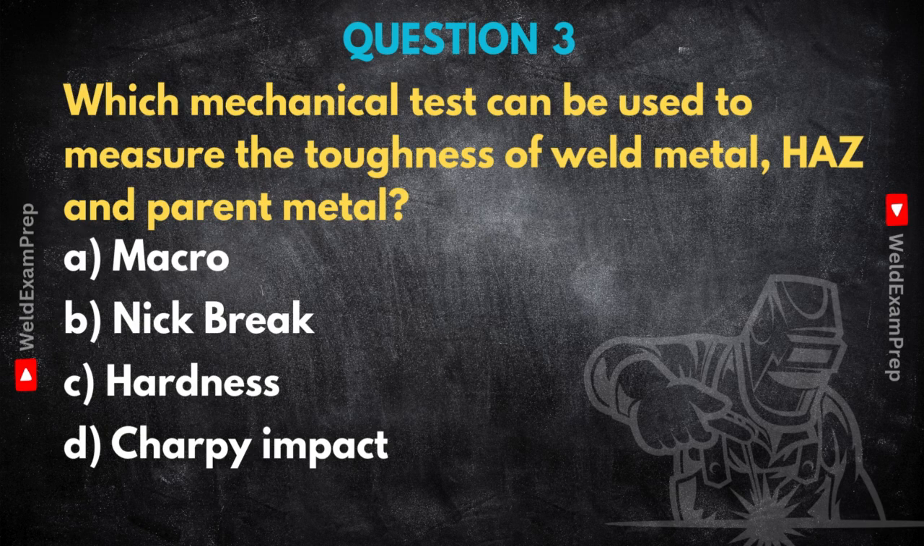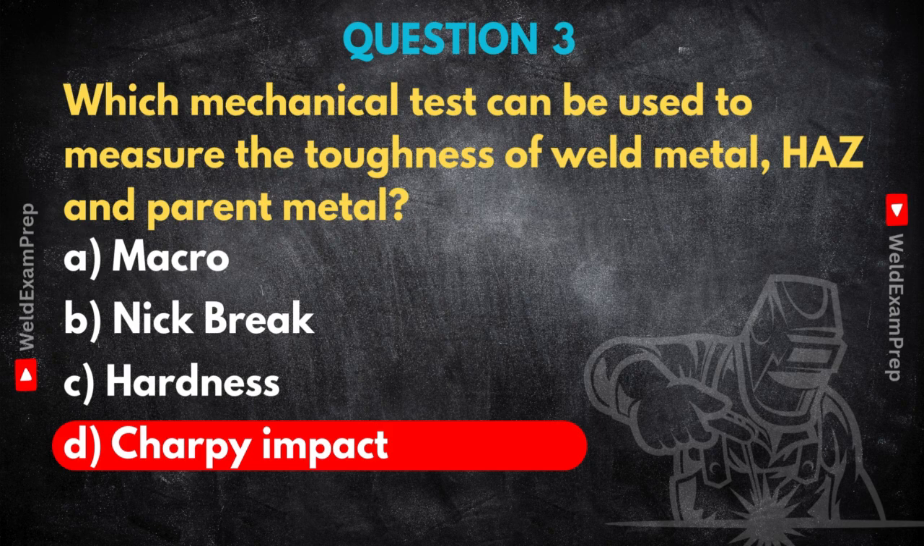Okay, think about these. We're talking toughness now, not just strength. How something behaves under impact. What's the test, and why is toughness so vital in welding? Right. Another really key concept. Toughness is critical. And the correct answer, the standard test for measuring toughness across the whole weld area, weld metal, HAZ, parent metal, is D, Charpy impact.